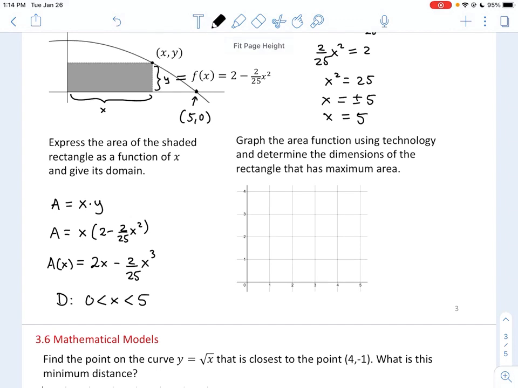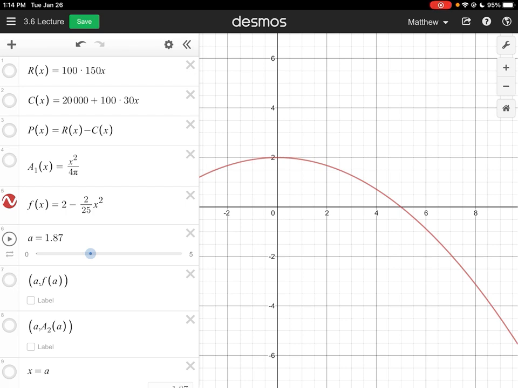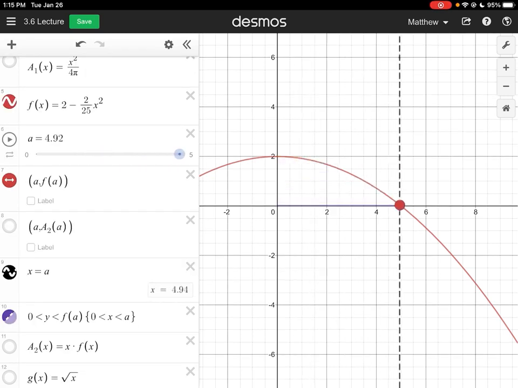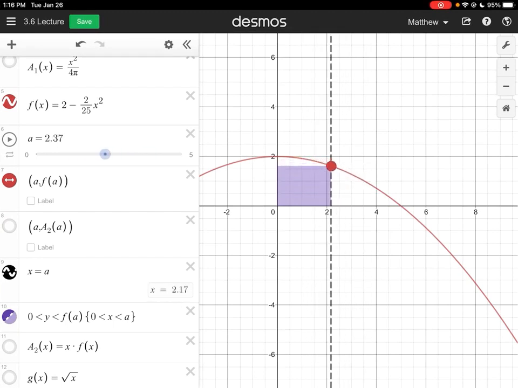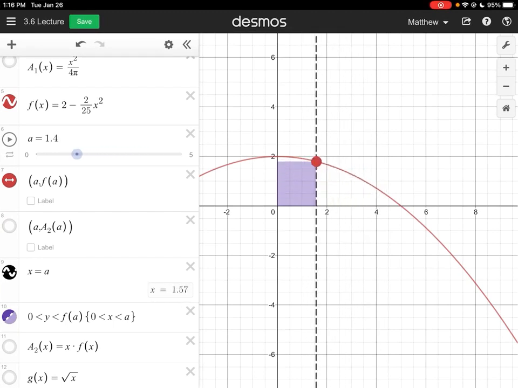Now graph the area function using technology and determine the dimensions of the rectangle that has maximum area. So I've graphed the function here that's red. And you can see as this point varies, we get different kinds of rectangles. Now the question is, where should I put this red point? Where should it be exactly so that the area is maximized?